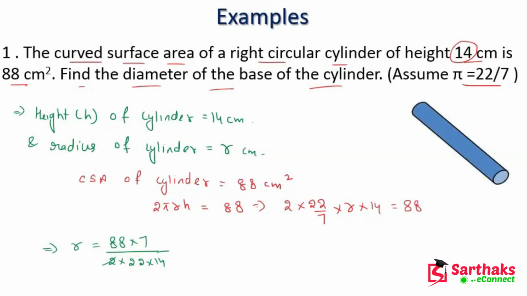Okay, so we can divide 88 by 2. How many times? This goes 44 times. And we can divide 44 by 22. How many times? 2 times. Okay, so 2 into 7 is what? 14, and in the denominator 14 is also left. So we can cancel 14 by 14. Here we get 1. Here we get 1.